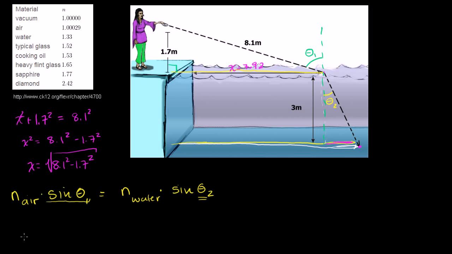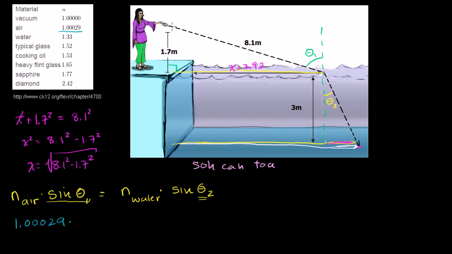So let's put in all of the values. Our index of refraction of air is 1.00029. So let me put that in there. So that's 1.00029 times the sine of theta. And you say, oh, well, how do we figure out sine of theta? We don't even know what that angle is. But remember, this is basic trigonometry. Remember, SOH CAH TOA. Sine is opposite over hypotenuse.